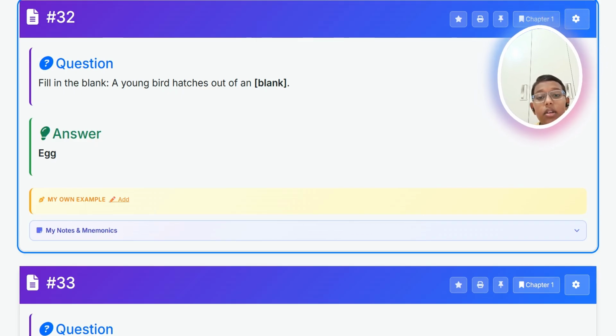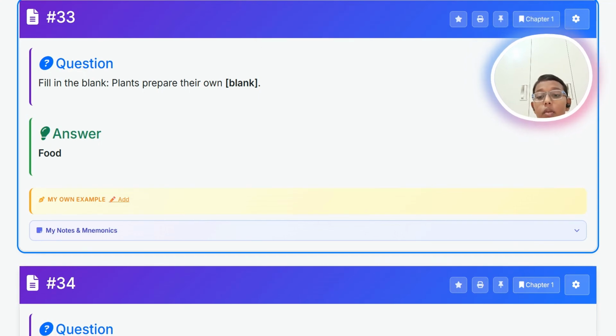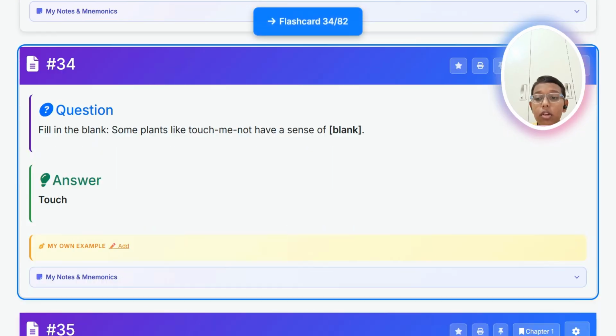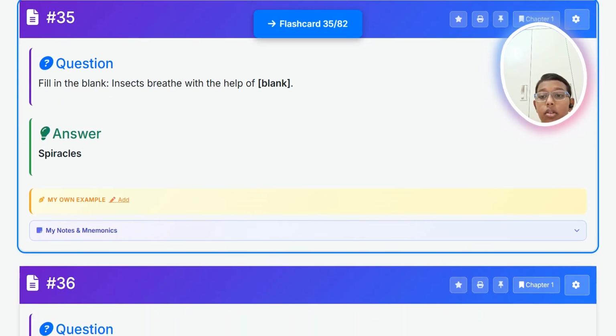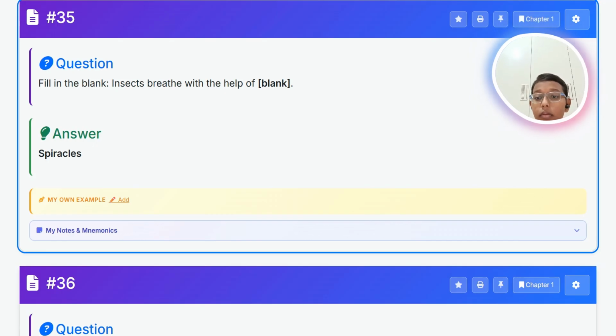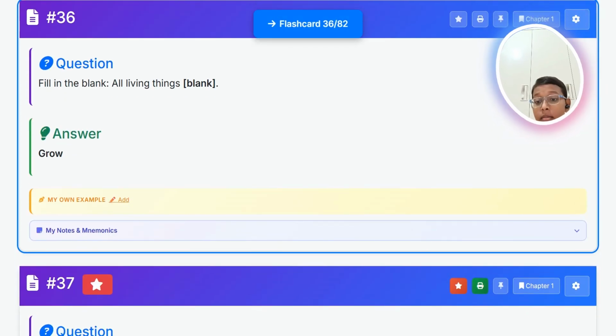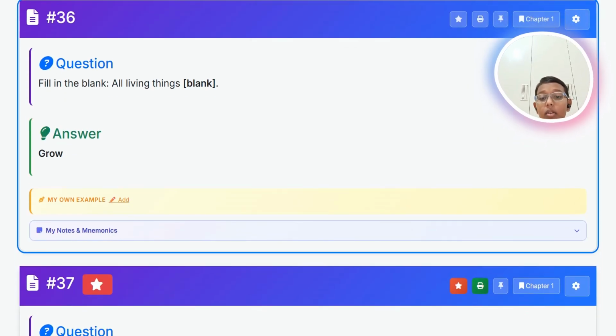Fill in the blank. A young bird hatches out of an egg. Fill in the blank. Plants prepare their own food. Fill in the blank. Some plants like touch-me-not have a sense of touch. Fill in the blank. Insects breathe with the help of spiracles. Fill in the blank. All living things grow.